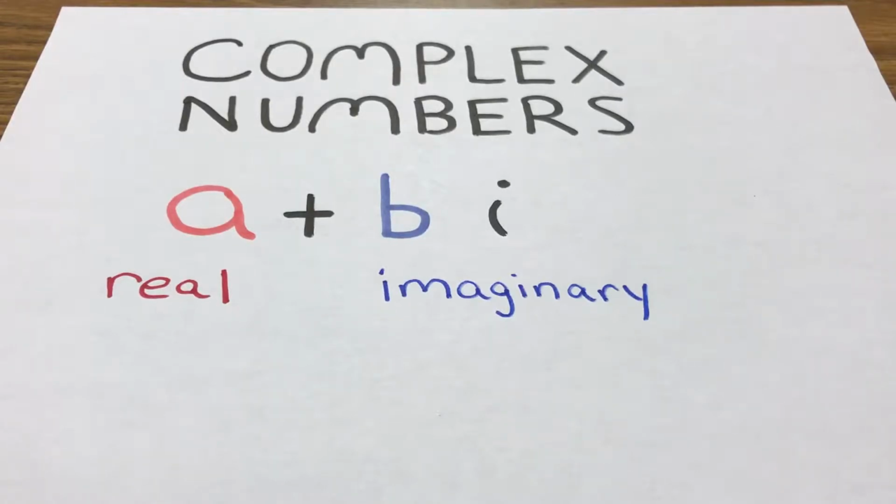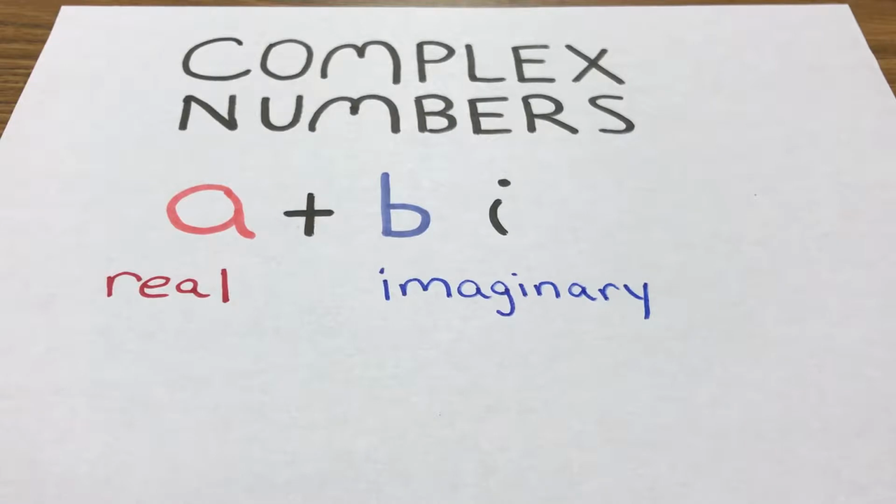Oftentimes when we talk about complex numbers, we have to talk about complex conjugates. Now, for any complex number, you're going to have a real part and an imaginary part. And these are just numbers. The real part is by itself on the left side, and the imaginary part is always connected to the i by multiplication. So you can see in this slide that I have the real part written in red, and I have the imaginary part written in blue.